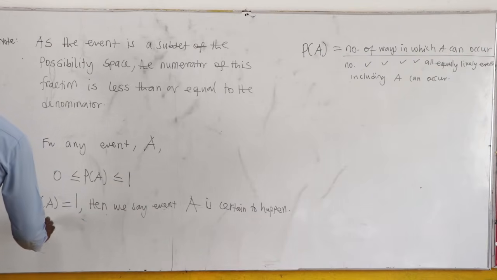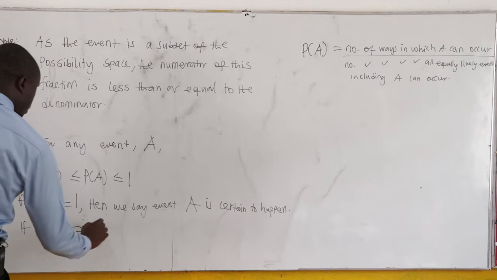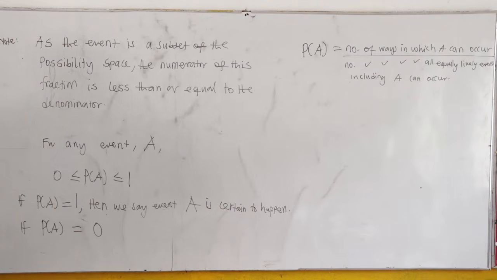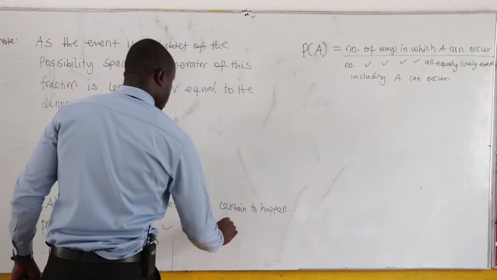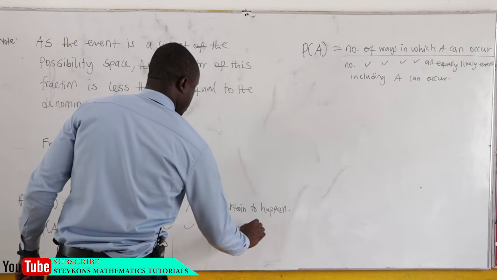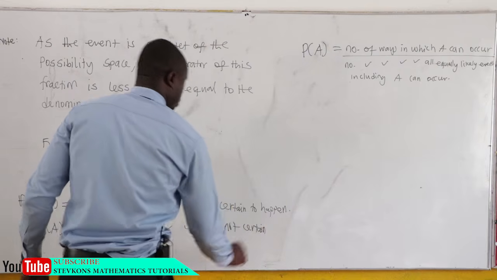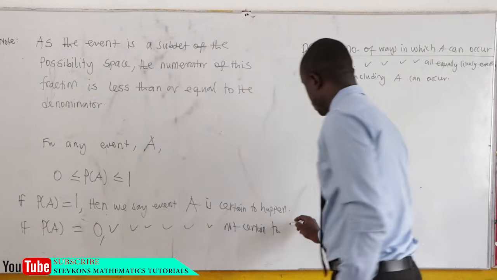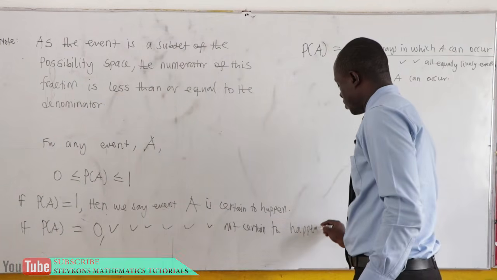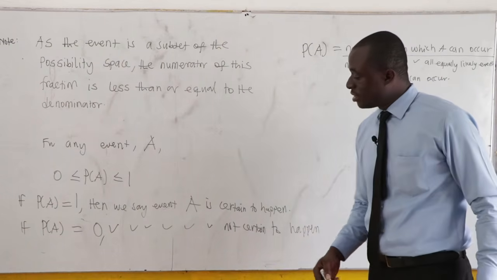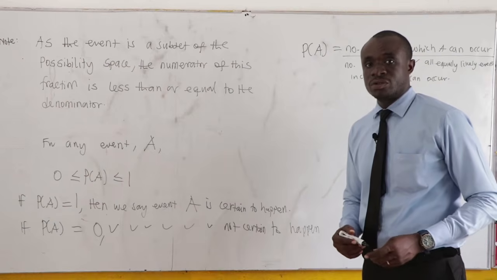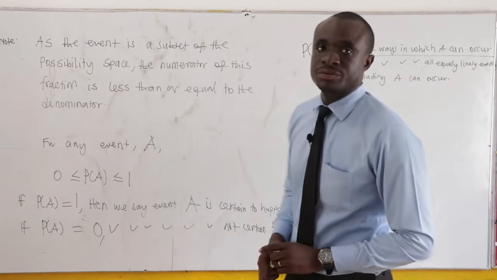Now, if the probability of A is equal to 0, then we say event A is not certain to happen or occur, or it is what? That particular event is impossible to happen.